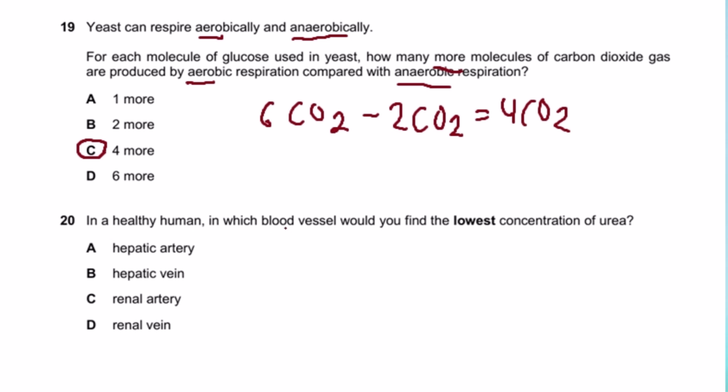In a healthy human, in which blood vessel will you find the lowest concentration of urea? Well, it's something coming straight from the kidney, and since the renal vein, D here, comes straight from the kidney, we will expect this one, because it's just been through filtration, to have the lowest concentration of urea.